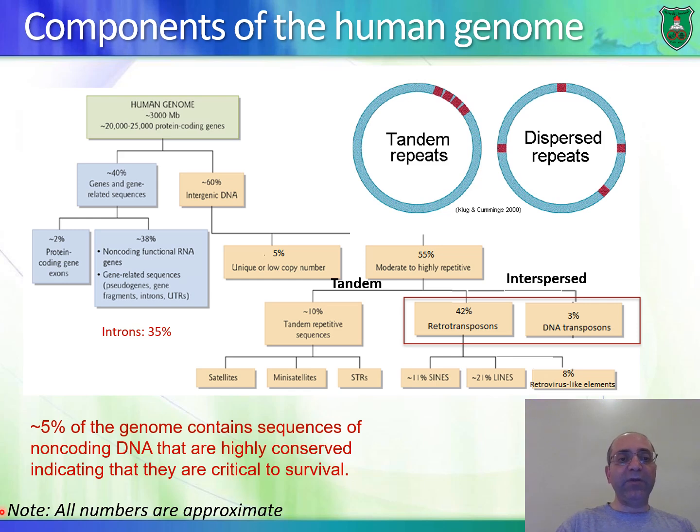Now, please pay attention that all these numbers are approximate. I'm not going to ask, do retrotransposons constitute 42% of the human genome, 43%, or 40%? I'm not going to put in close numbers. Numbers will be far away. But you need to know that, for example, about 40% of the human genome is made of retrotransposons. So let's talk about all of these sequences.